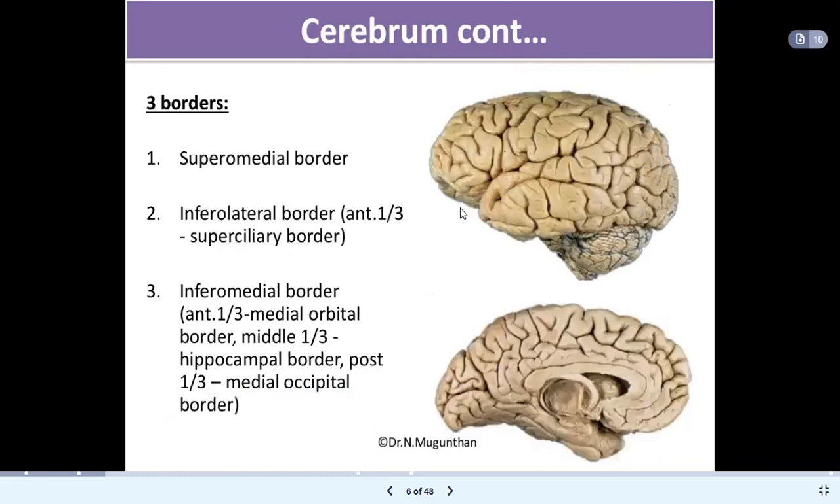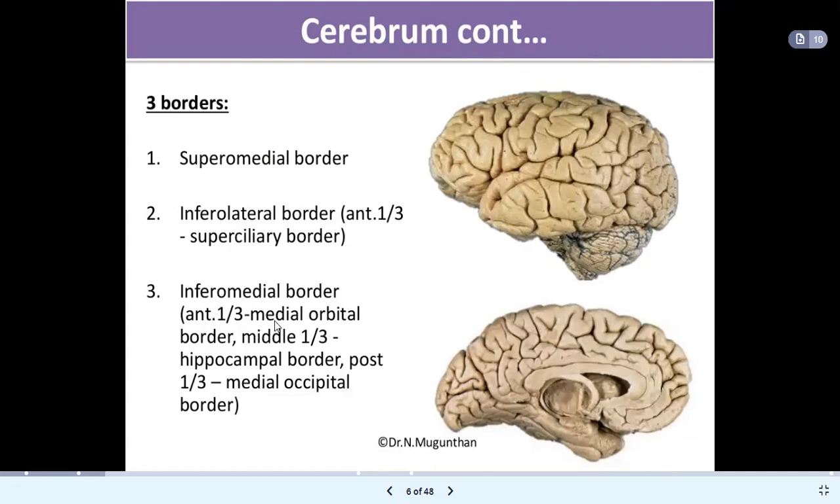Then the brain has 3 borders, like the border which is running from the frontal pole to the occipital pole, completely dividing the brain into right and left cerebral hemispheres. So this border is superomedial border. Okay. Then the other border we have is this one, which is present inferiorly and laterally. We call it as inferolateral border. Then we have one more border which is present inferiorly and medially. We call this border as inferomedial border.